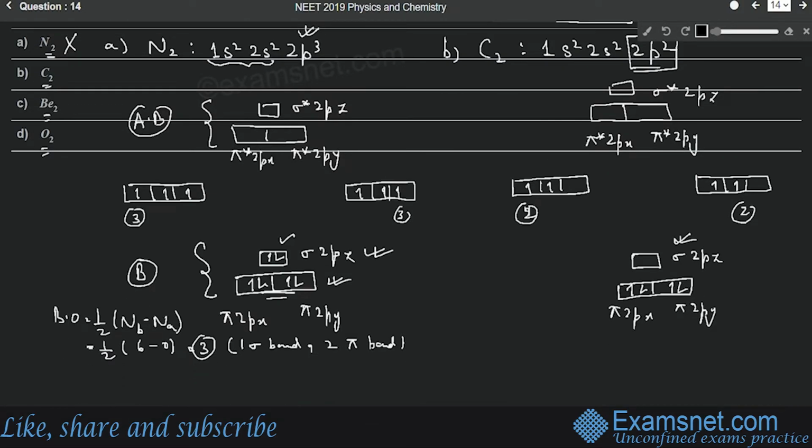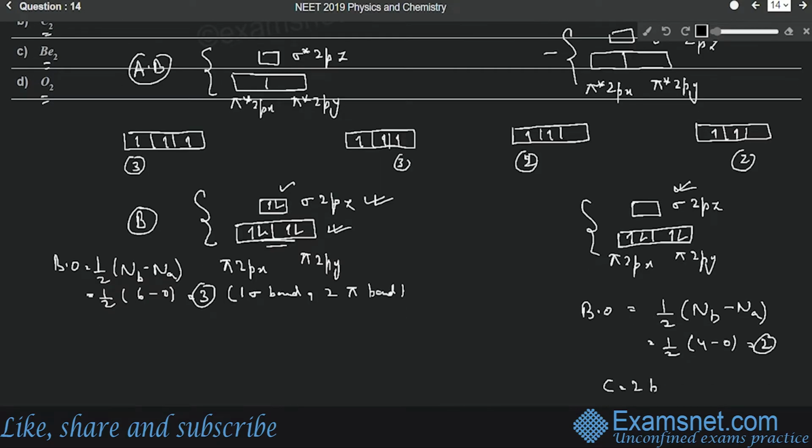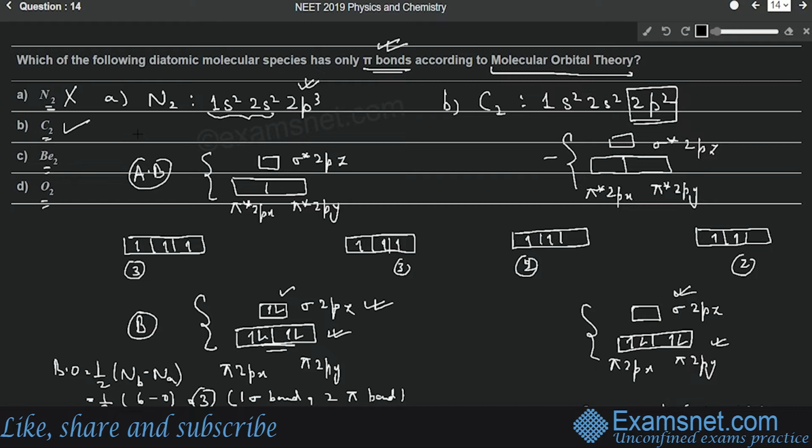First we can find out the bond order. Similarly, half the number of electrons in bonding minus number of electrons in anti-bonding orbital. So half, how many in bonding? Total 4. How many in anti-bonding? 0. So half into 4 will be 2. That means it will have a double bond. So carbon will have double bond, 2 bonds, out of which both the bonds will be pi bonds. So both pi and no sigma, because sigma orbital is totally empty. So this is the correct answer. Option B will be the correct answer.